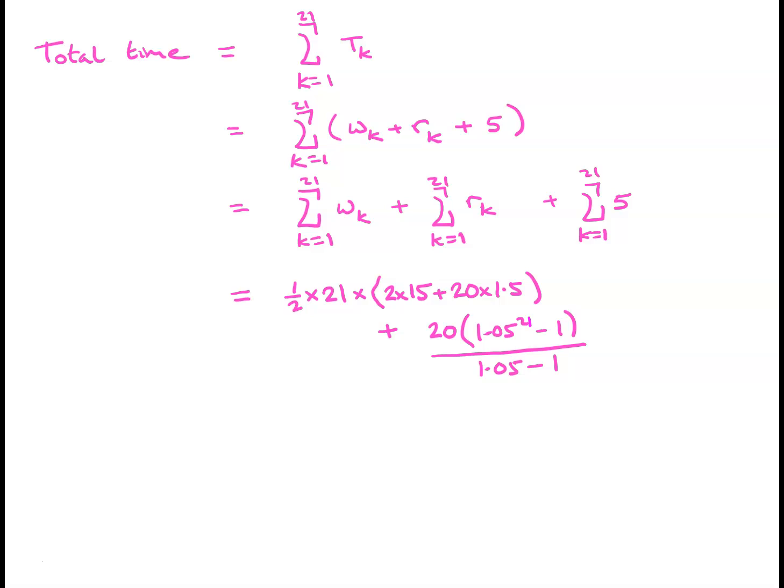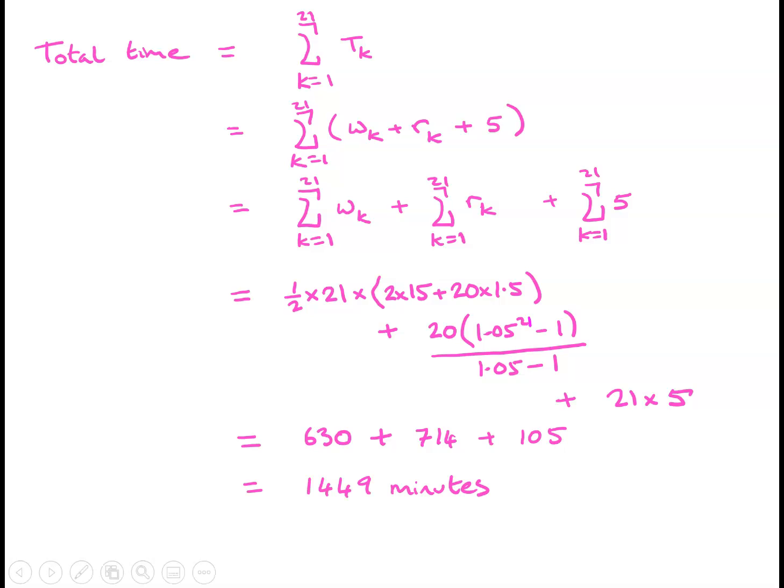The cooling down period before taking the shower is 5 minutes each day, so that will simply give me 5 times 21 as being the total time spent on the cooling downs. And if we evaluate that, we've got 630 for the total time spent on the weights, 714 for the total time spent on the rowing machine, and 105 minutes spent on cooling down periods, giving me a total time of 1,449 minutes during the 3-week period.